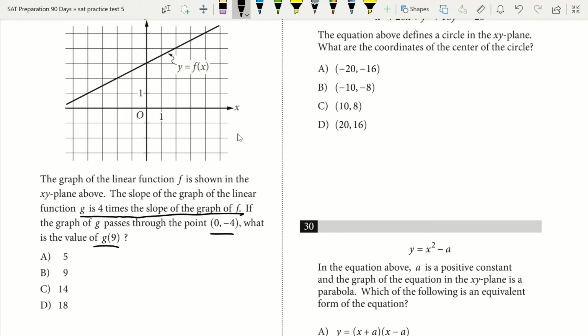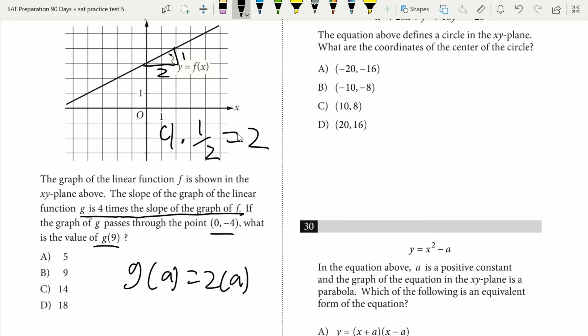Okay, well the slope of f is going to be, I see I rise 1 as I run 2. So that's going to be a slope of 1/2. I've got to multiply that by 4 to get my slope of g. So 4 times 1/2 gives me 2. Therefore, g of 9 is going to have to equal 2 times 9, since my slope is 2x. And then I see that I pass through the point 0, negative 4, so my y-intercept is negative 4. 2 times 9 is 18. 18 minus 4 is 14, so my answer there is going to be answer choice C, 14.